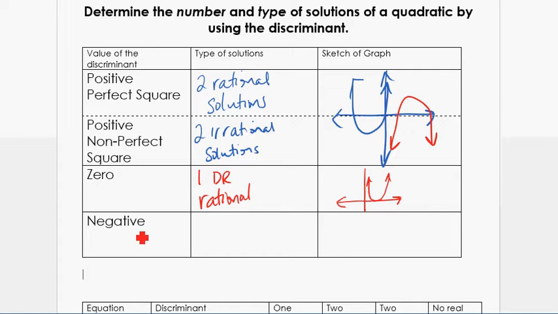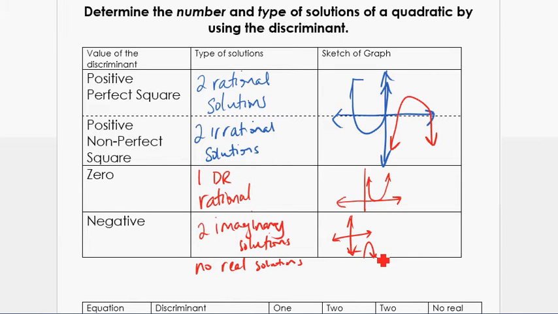If your discriminant is negative, then there are two ways to say this: two imaginary solutions or no real solutions. Graphically, it's not going to cross the x-axis anywhere. So it's just going to be either opening down in quadrants 3 and 4 or opening up in quadrants 1 and 2. It could be either way.